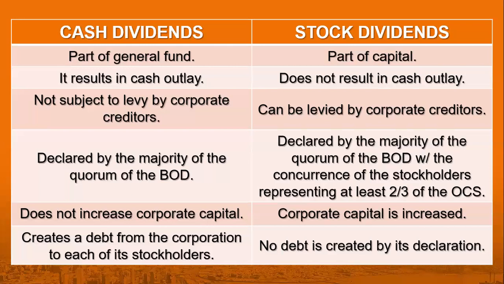6, the cash dividend declaration creates a debt from the corporation to each of its stockholders. Dito na pumapasok yung right to dividends since kumita nga yung company and nag-declare sila ng cash dividends, ibig sabihin obligatory na si corporation na magbigay ng dividends kay stockholder dahil kinita naman nila yon while holding their stocks in the corporation. When stock dividends is declared, no debt is created.